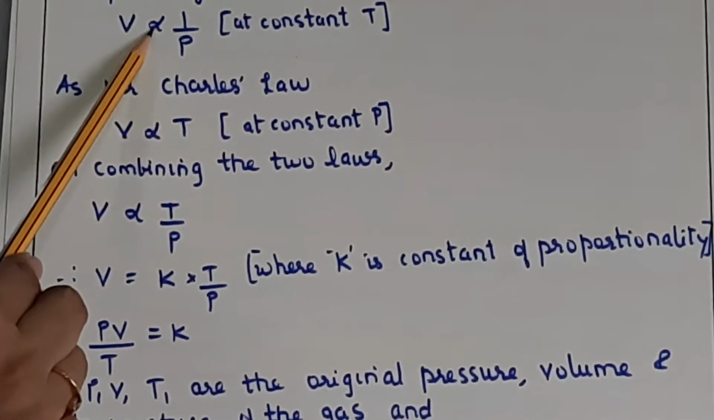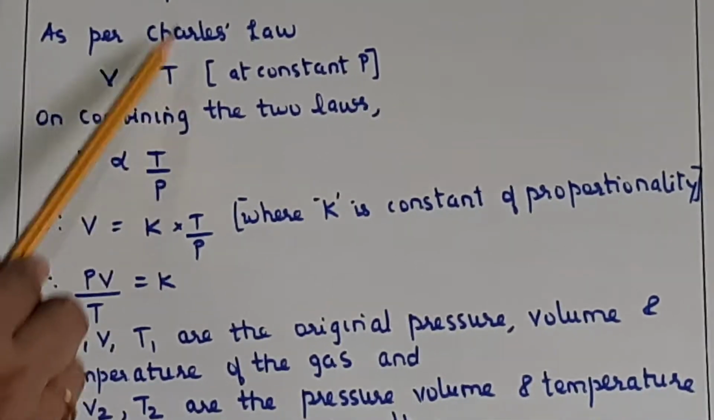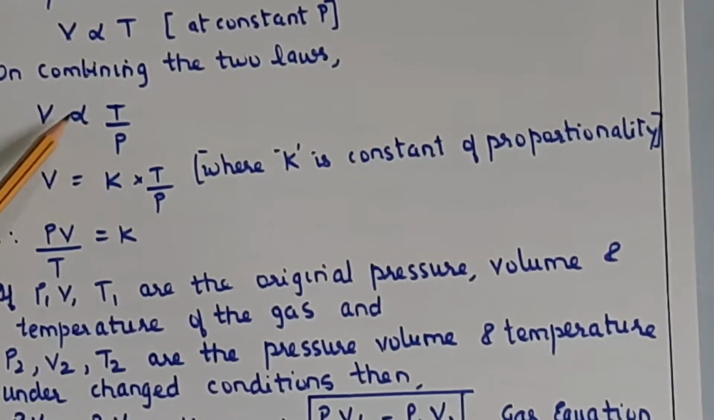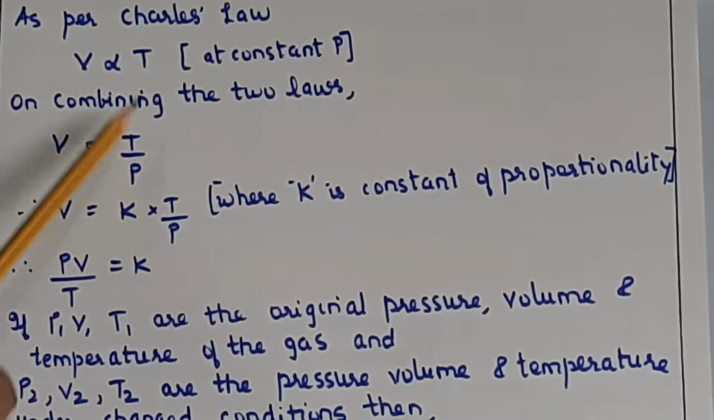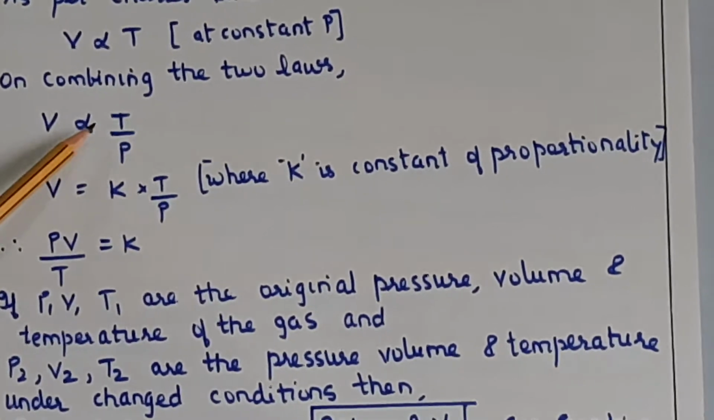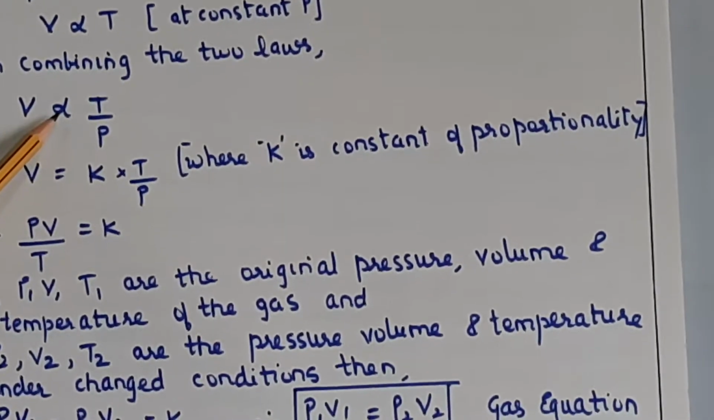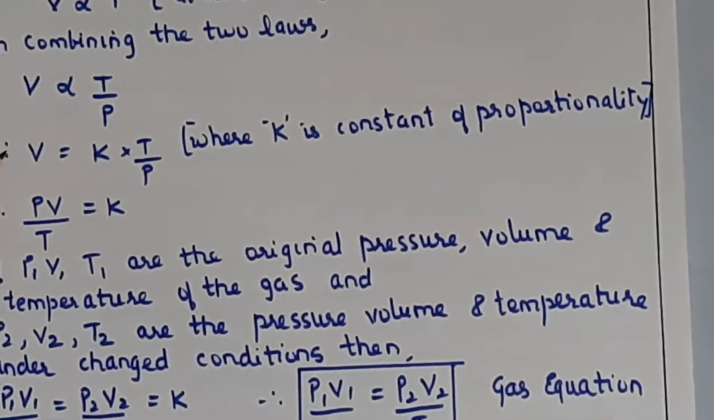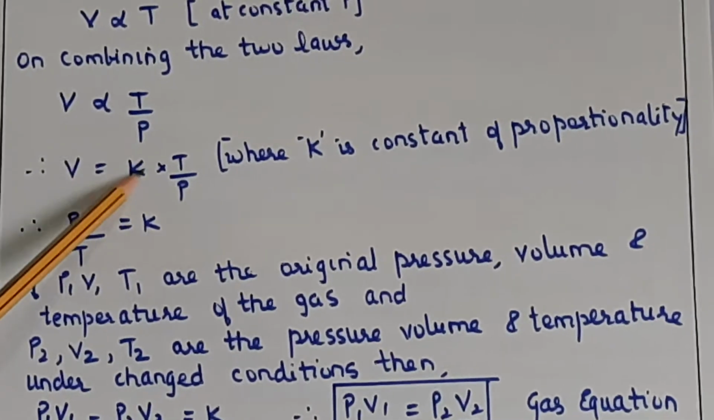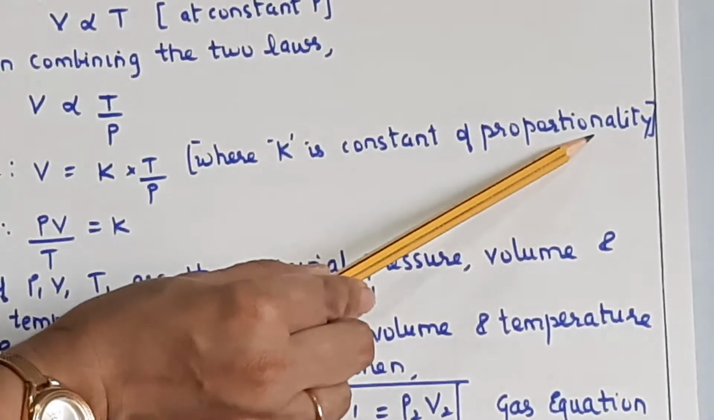Okay, so this is V proportional to 1 upon P and V is proportional to T. So we are just multiplying it here. Okay, so V will be proportional to T in the numerator and P in the denominator. Now you remove the proportionality sign and introduce an equality sign. So what will it become? Now V is equal to K into T upon P, where K is a constant of proportionality.